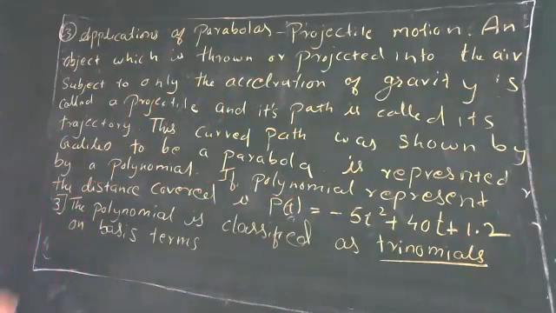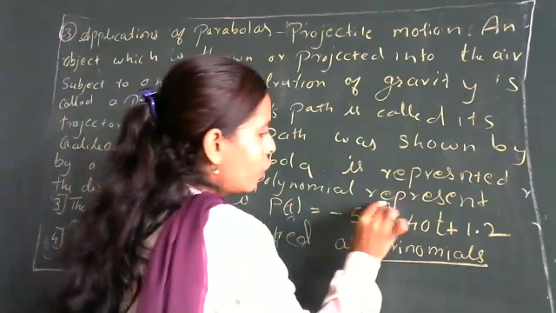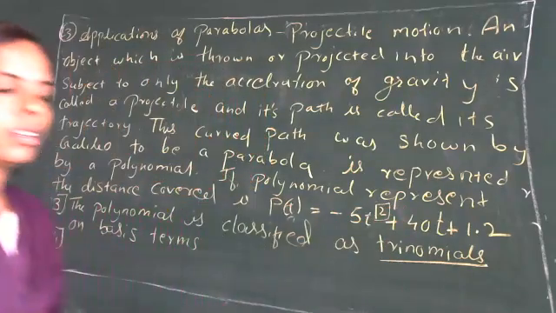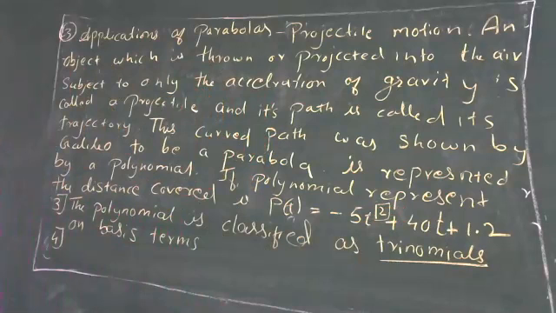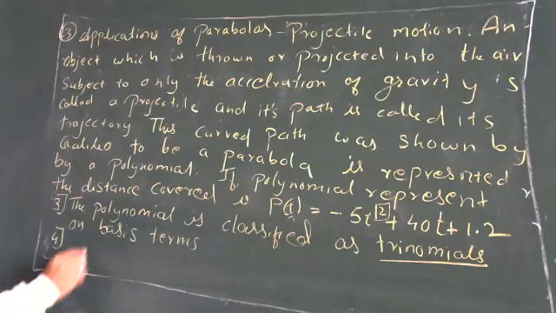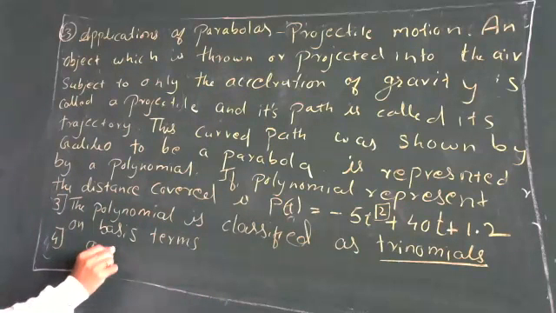Then the fourth question is related to this only. The polynomial is classified on the basis of degree. When it is classified on the basis of degree, what is the highest degree? It is 2, so it is a quadratic polynomial.